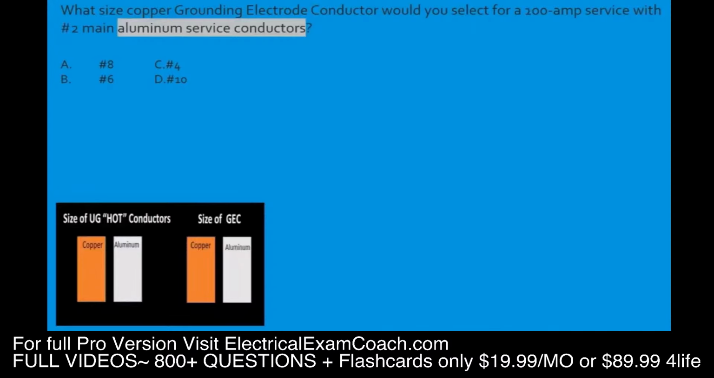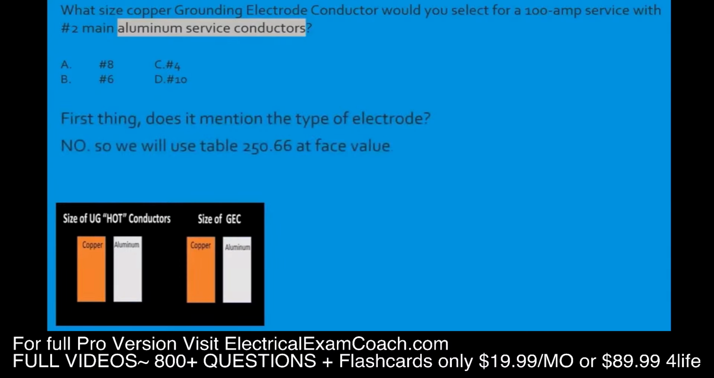What size copper grounding electrode conductor would you select for a 100 amp service with number 2 main aluminum service conductors? First thing, does it mention the type of electrode? No, so we're going to use Table 250.66 at face value.